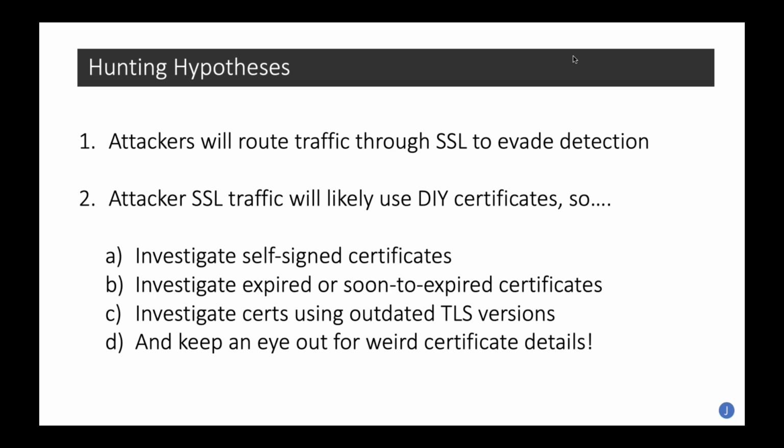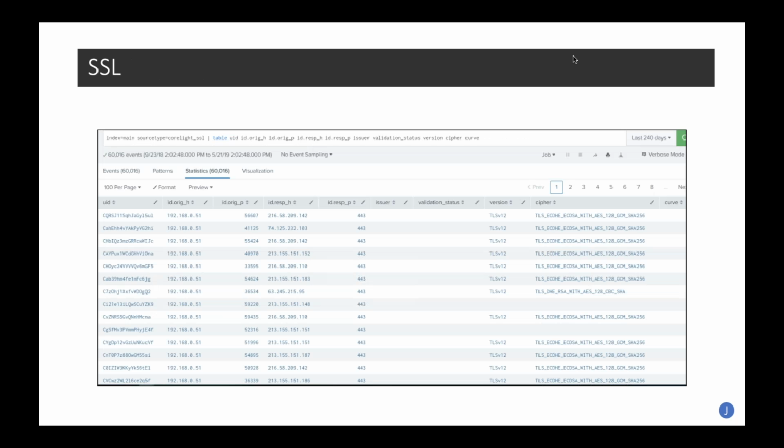So we're looking for things like the use of self-signed certificates, because in most cases they're probably not going to be using a known domain certificate authority to generate their certificates. They're probably self-signing them. We're looking for things like soon-to-expire or expired certificates. We're looking for lower grade TLS versions. And we're just keeping an eye out for anomalous or strange details in the certificates themselves that would be atypical of a legitimate certificate. So again, this is a screenshot from Splunk here.